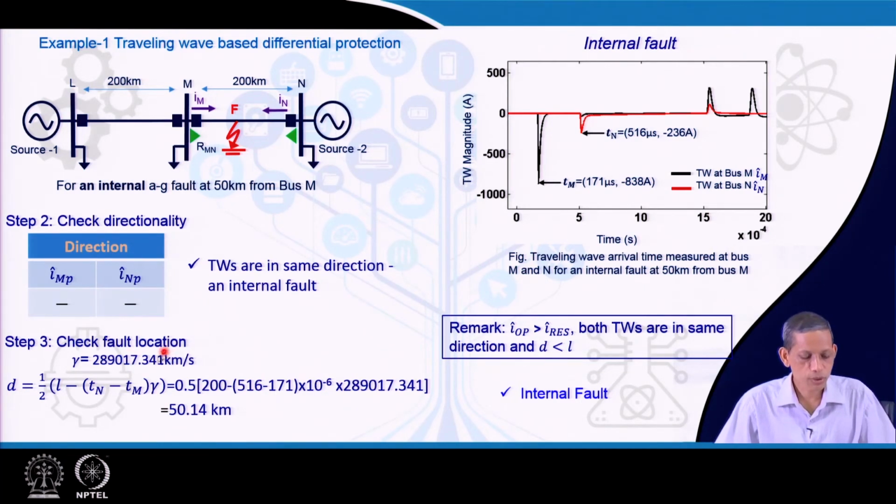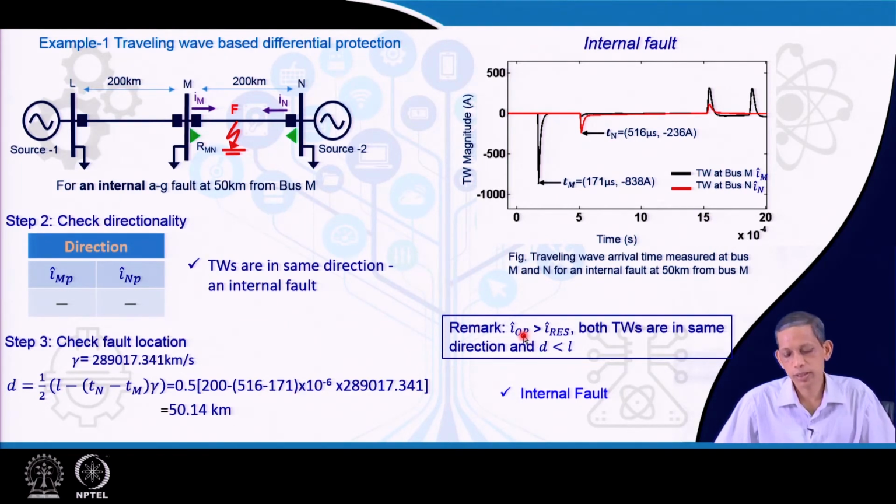The third check is on fault location. Here we calculate D equals half of L minus T n minus T m, times gamma. So, this equals 0.5, L is the 200 kilometer line length, and then the corresponding T n and T m, 516 minus 171, in microseconds, 10 to the minus 6, and the gamma value is already given to us based on the LC parameters of the line. This calculation gives us 50.14 kilometer from M n, which is less than 200 kilometer. So, the second check is also in agreement that this is an internal fault.